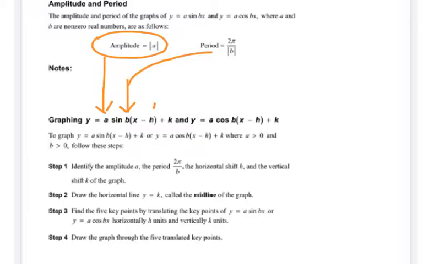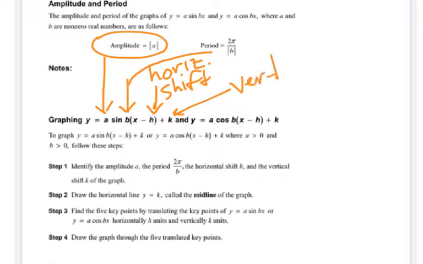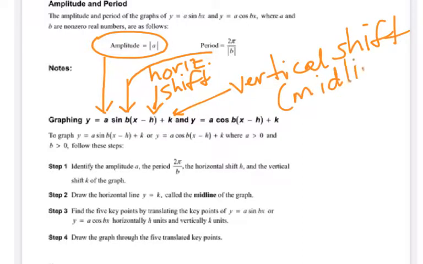H is going to be a shift, and that will be along the x-axis. So this is going to be a horizontal shift, and you may be able to guess that K, because it's out there like the Y, is a vertical shift. So K is going to change your midline. It will either move the entire graph up or the entire graph down. So that's why we have them marked A, B, H, and K.